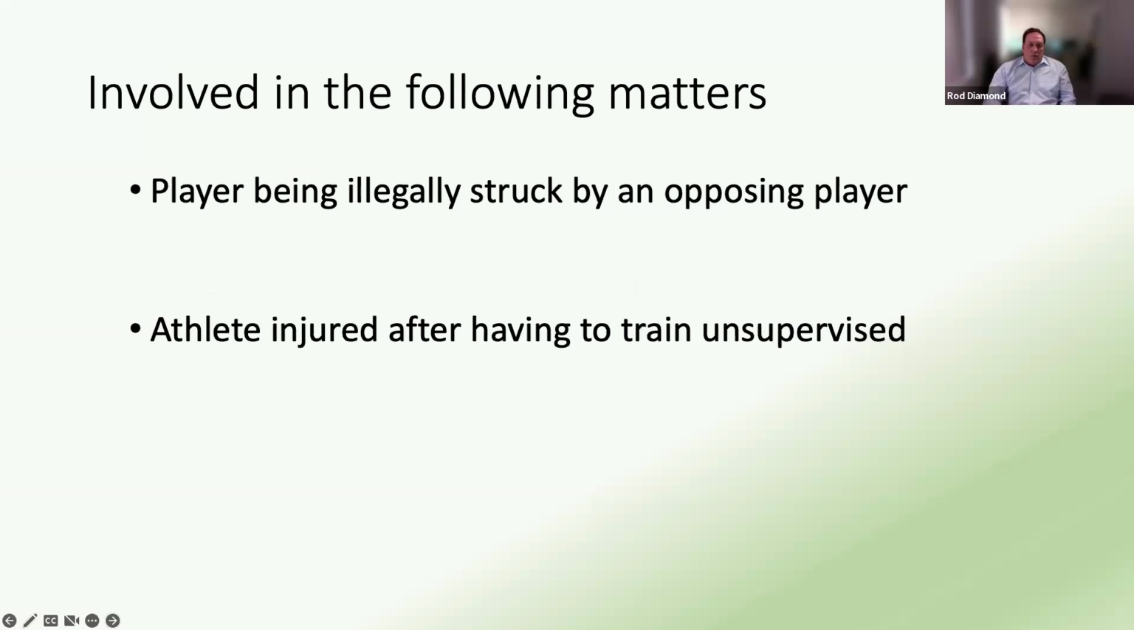Just a couple of final matters I was involved with. One was a player who was illegally struck by an opposing player. So he was playing a game of sport, there was a bit of banter, and it got out of hand, and unfortunately, one of the players took it upon himself to act as judge and jury. In that particular matter, I provided a report for the lawyers acting for the plaintiff. That report included reviewing witness statements, the Sporting Association's policy regarding players, referees, and unfortunately, several players on the opposition, they signed on illegally.